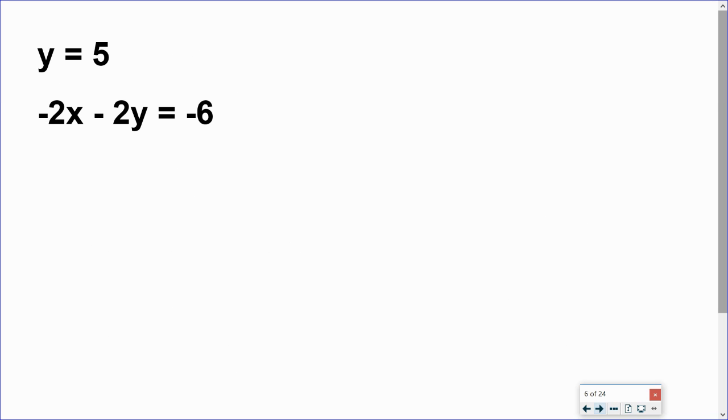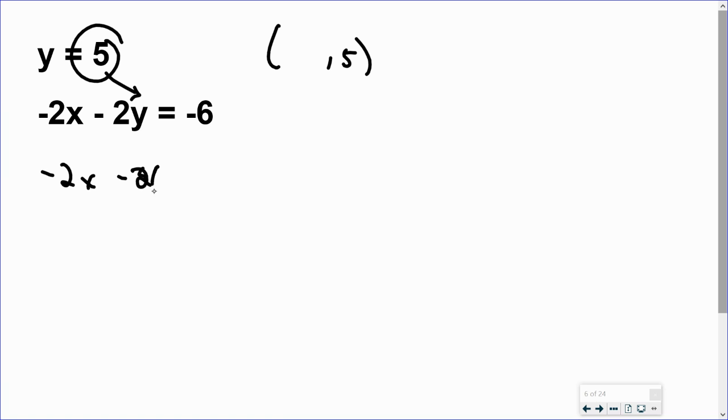Good. Back to the good one here. I know what y is. It's 5. That means I know the y coordinate of my answer. So let's substitute this in for this y. Negative 2x minus 10 is equal to negative 6. Let's add 10 to both sides.